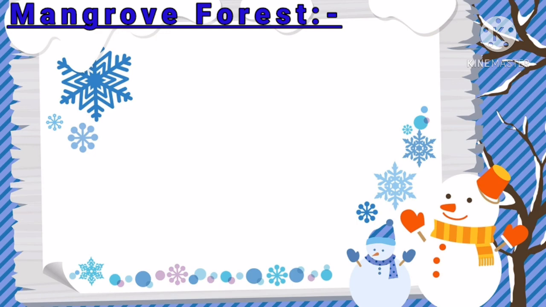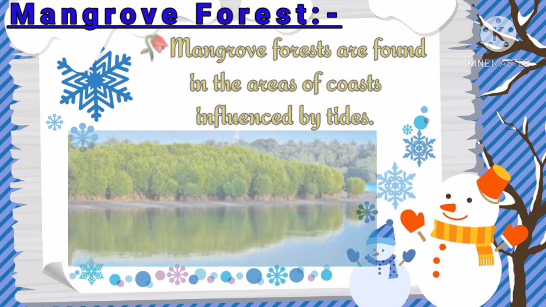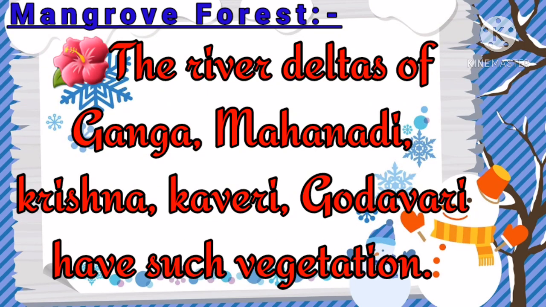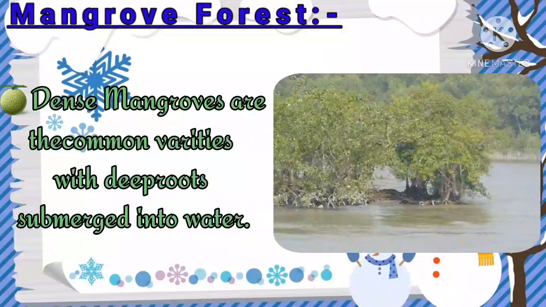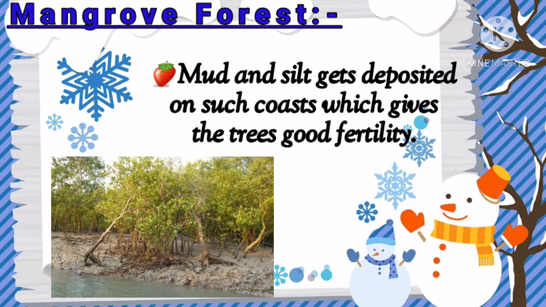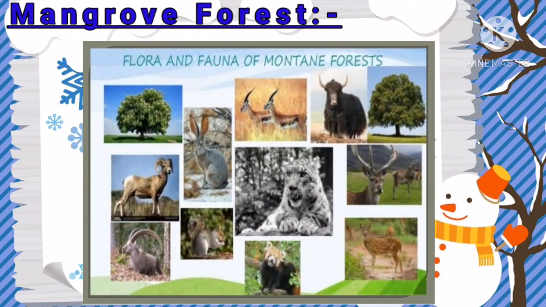Mangrove forest. Mangrove forests are found in the areas of coasts influenced by tides. The river deltas of Ganga, Mahanadi, Krishna, Kaveri and Godavari have such vegetation. Dense mangroves are the common variety, with deep roots submerged in water. Mud and silt get deposited on such coasts, which gives the trees good fertility. Trees like Sundari, timber, palm and coconut are found here. Animals like the Bengal tiger, turtles, crocodiles and snakes are found here.